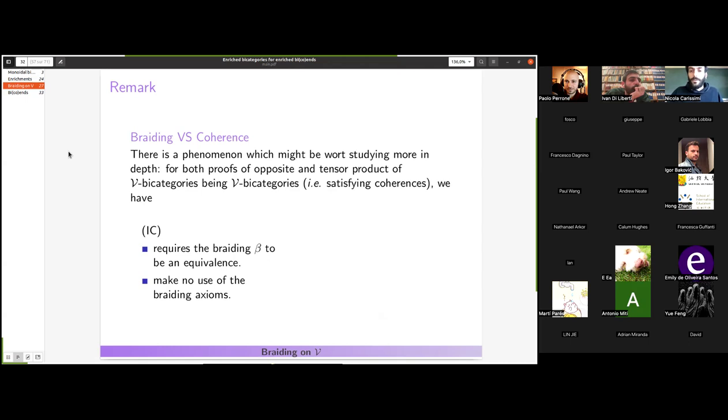But on the other side, let's say orthogonally, when it's time to prove the associativity coherence, we don't really make use of the invertibility of beta. And we require, on the other hand, all the braiding axioms, which, by the way, do not require the invertibility of beta either. So this suggests that we could make that work also with a sort of lax or non-invertible, let's say, braiding. So I don't know where this brings. It was just a remark, and I think it may be worth better understanding why that happens.